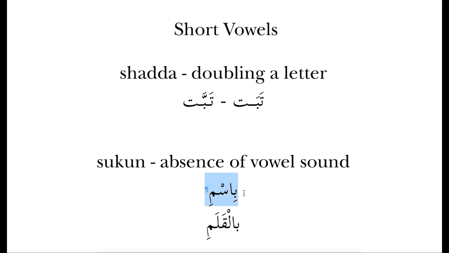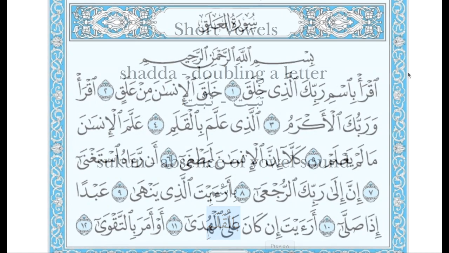As one word, bism. However, for example, in Surah Al-Alaq, which we're about to read, اقرأ باسم ربك الذي خلق, it's written with an alif. Bism. I don't say bisam, bisim, busum, bism. And this sukun is on the lam. Bil qalam. I will not pronounce any vowel after the lam. It goes straight into the next letter. Bil qalam. All right, so with that, let's go to our reading.